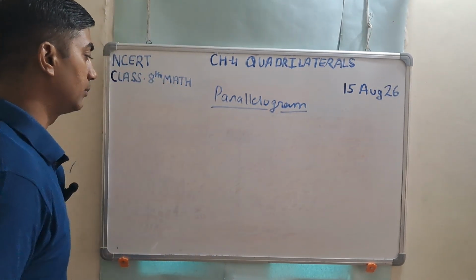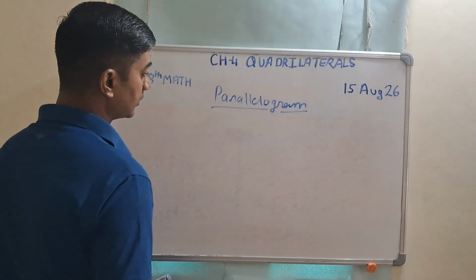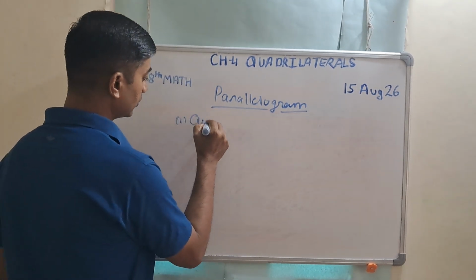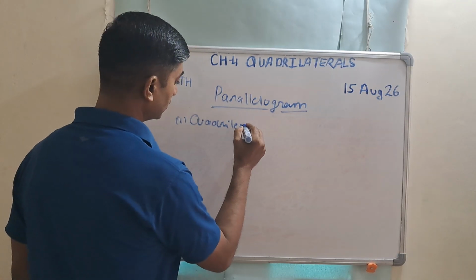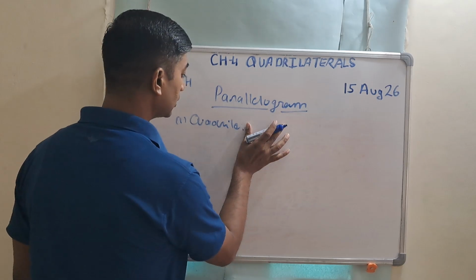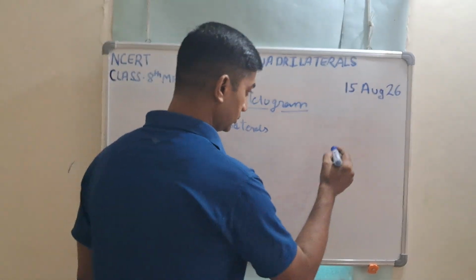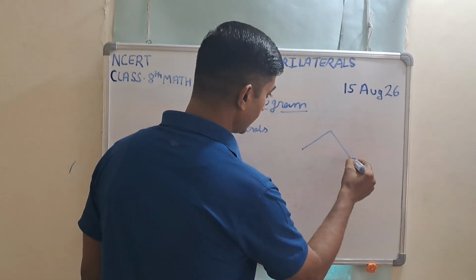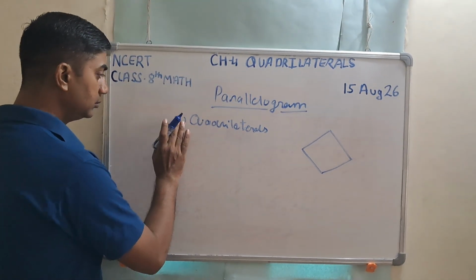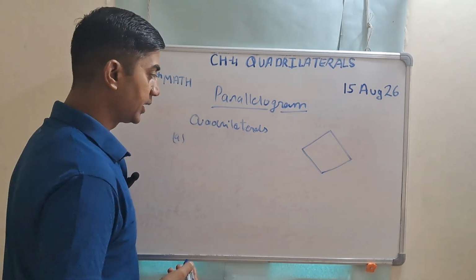What we have seen about the parallelogram is that, number one, a parallelogram is a quadrilateral which has opposite sides parallel.